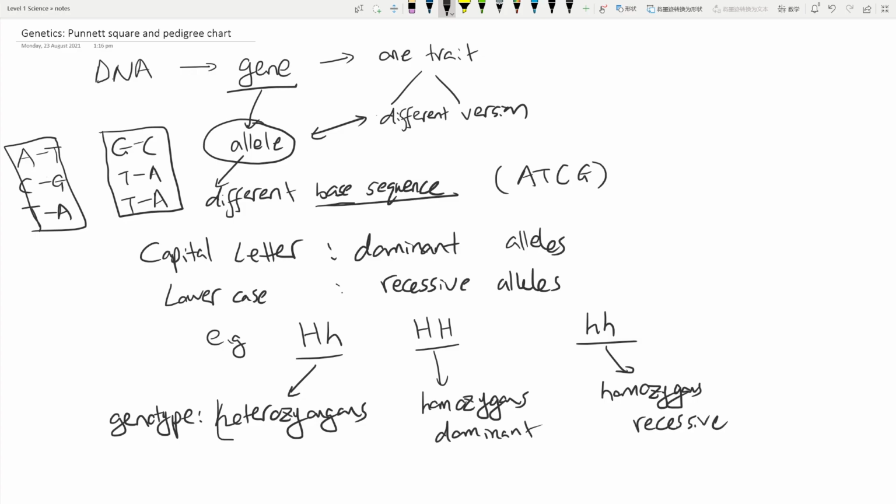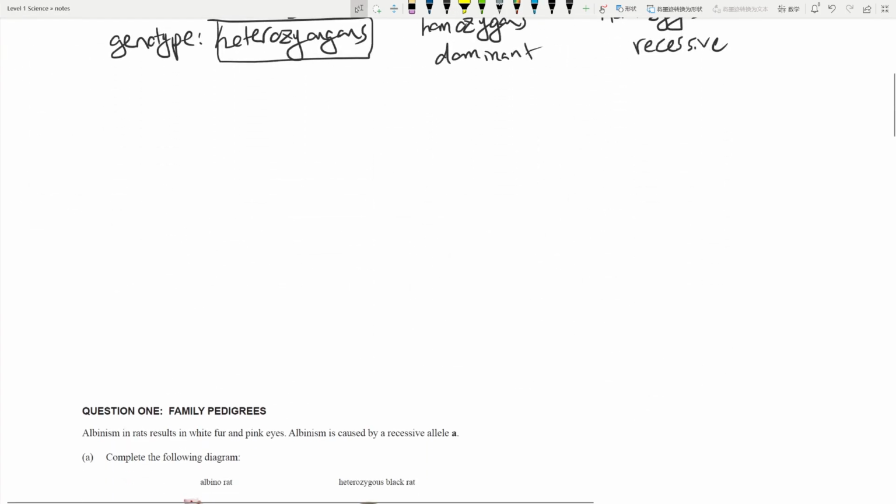Now, just remember, with the heterozygous, you don't need to say heterozygous dominant or heterozygous recessive. Hetero just means different, so heterozygous means one of each. I'm just quickly recapping these because we're going to need to use them later.